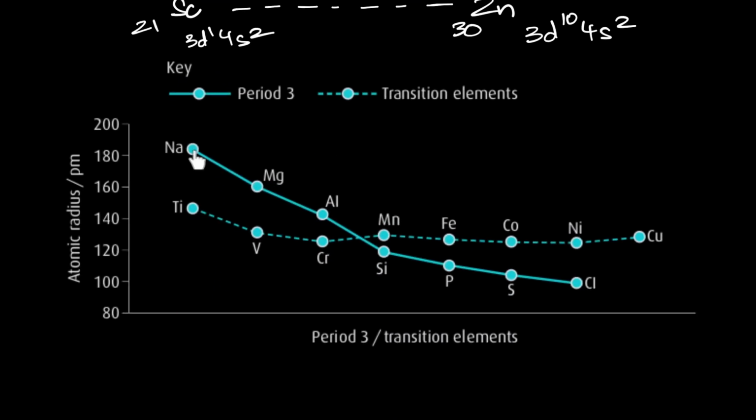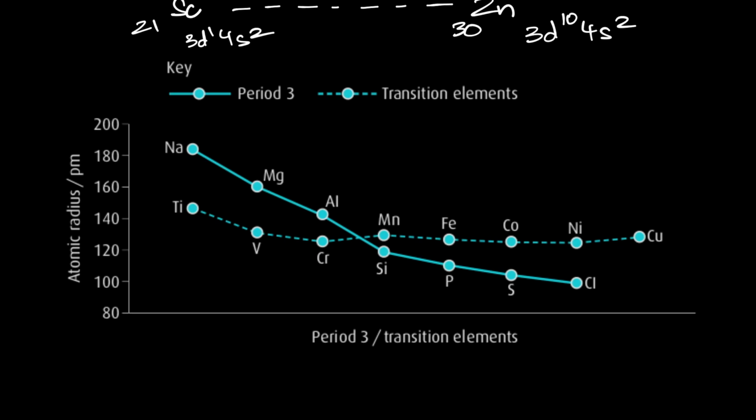If you notice the solid line, that is a period 3 trend for size. But look at the dotted line, especially after the first two, they're almost horizontal. And we won't worry about the little hiccups, but they're almost horizontal. And why does the atomic radius for transition elements remain almost consistent? Because even though there is an increase in nuclear charge, it is almost counterbalanced by the increase in shielding effect.